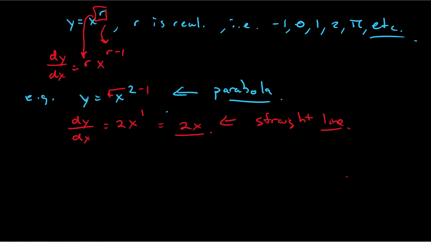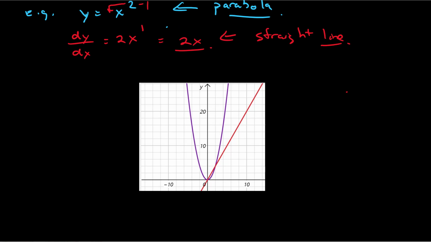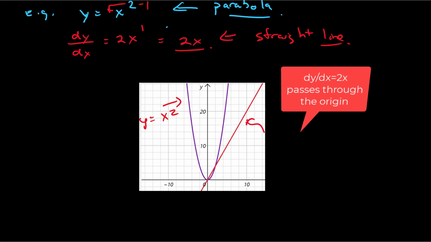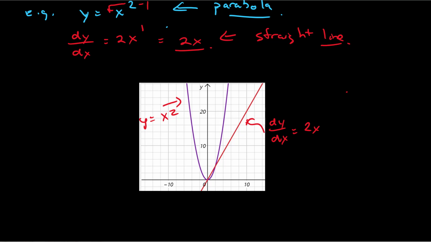Let us graph that and take a look at what it looks like. Here's our parabola that opens up, y equals x squared. And here's our straight line, dy by dx equals 2x. Let's consider another example now.